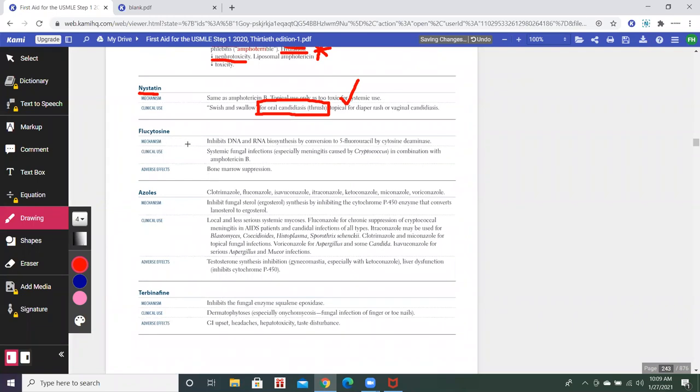Flucytosine. Flucytosine will inhibit the DNA and RNA. Do you guys remember I said that flucytosine sounds like cytosine and all of those nucleic acids, yes or no? So it should work as a nucleic acid synthesis inhibitor. So it inhibits DNA and RNA biosynthesis by conversion to 5-fluorouracil by cytosine deaminase. So do you think flucytosine is the actual drug or is it a prodrug? Which one is flucytosine?